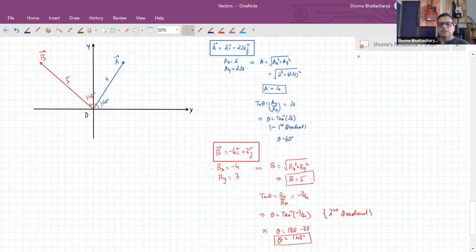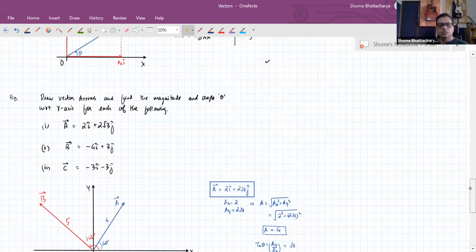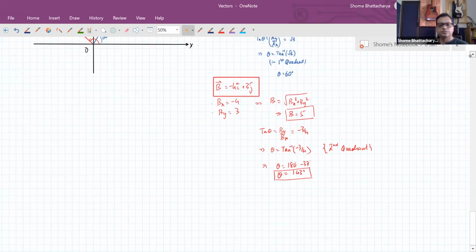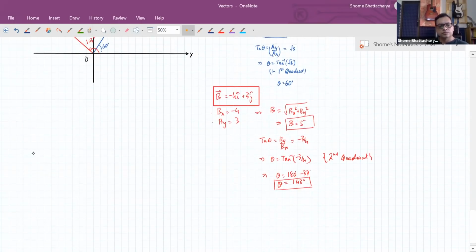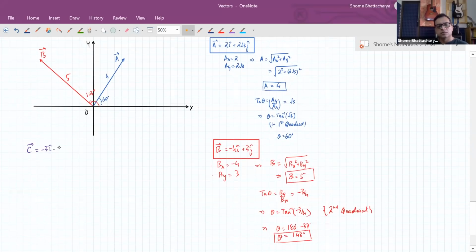Okay, and likewise, when we take the third vector that we were talking about above into account, minus 3 i cap minus 3 j cap. So let's look at this vector. We can see that the x component is negative 3. The y component is also negative 3.